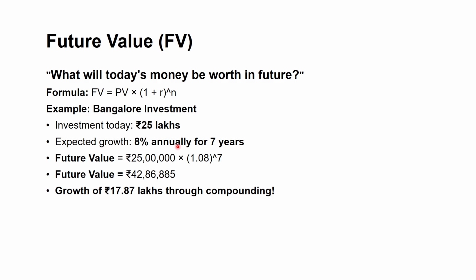Now, using this formula, FV equals 25 lakh multiplied by 1.08 raised to the power 7, which equals 25 lakhs multiplied by 1.7138, giving us around 42.87 lakhs. So, this means your 25 lakh investment will grow to nearly 43 lakhs, generating additional wealth of 17.87 lakhs through the power of compounding.